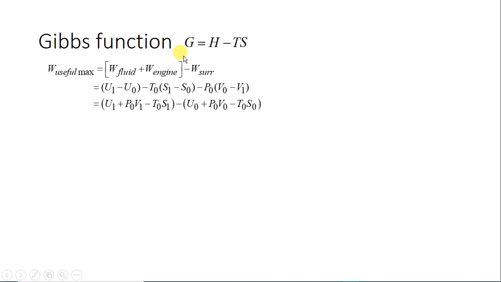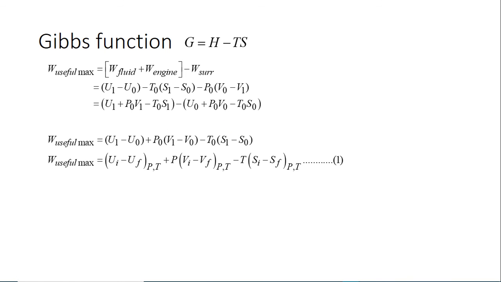Now we have to go back to the derivation of availability for a closed system. What was the useful maximum work? It was W max, which was W of fluid plus W of engine minus W of surrounding. So we had got that this was phi1 minus phi0, because this is internal energy, but when you write it per unit mass, you get phi1 minus phi0. If I rearrange this equation for W useful max, I am not going through that, you can see the video and understand this. When you rearrange the equation, you will get W useful max like this.